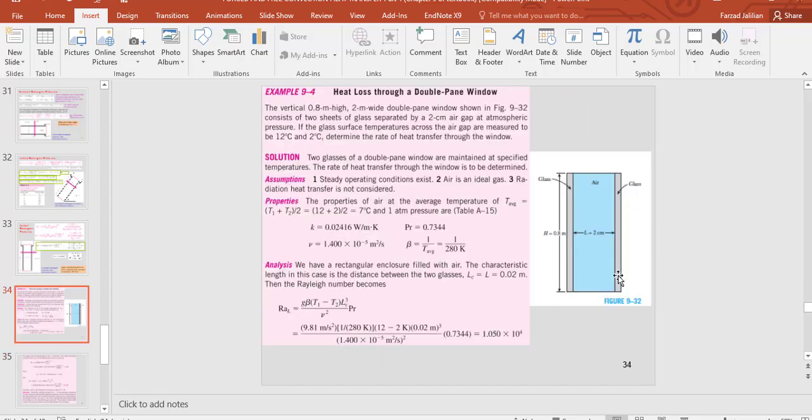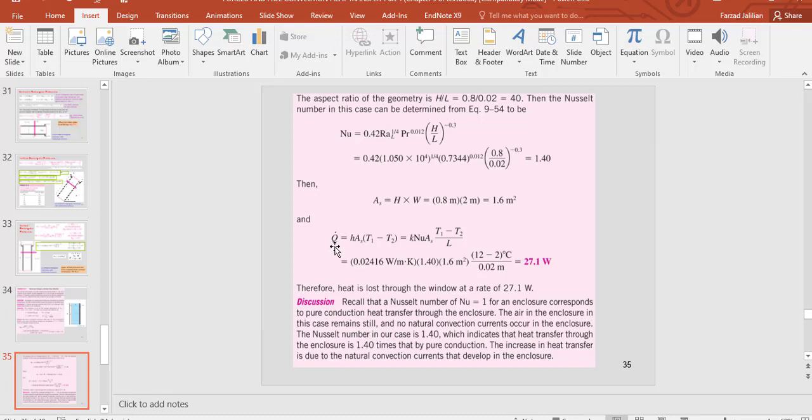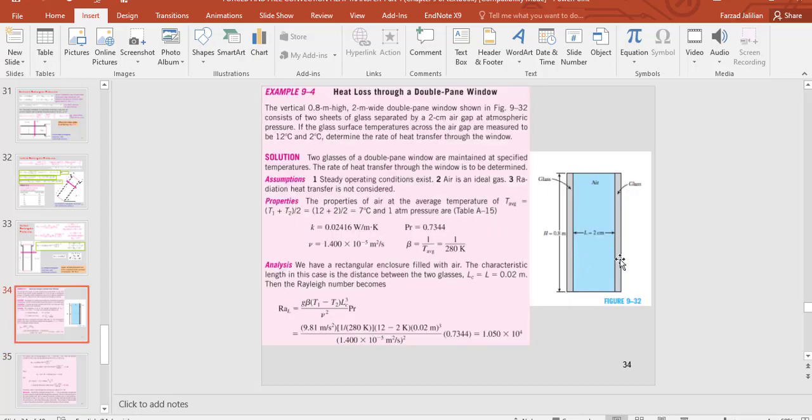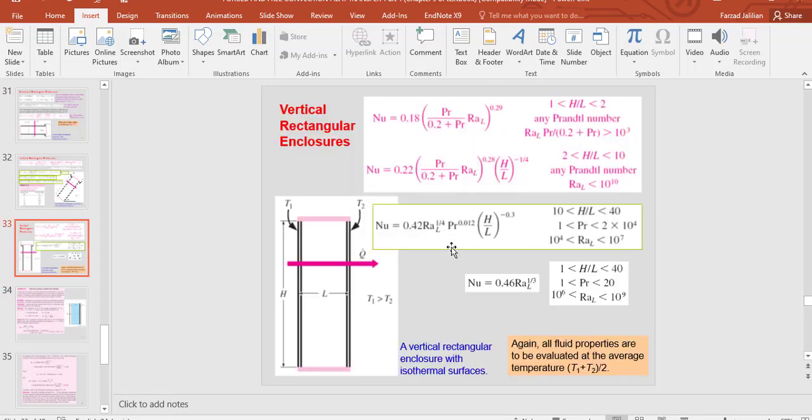Then, as you can see here, it is a vertical enclosure. How can we find the rate of heat transfer for that? By this equation, for which we need to know its Nusselt number. How can we find the Nusselt number for an enclosure with these characteristics? As I told you, and you can see in this slide as well, we should find its aspect ratio.